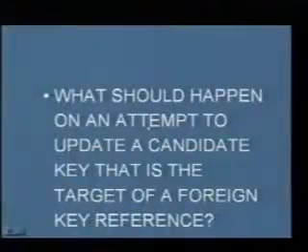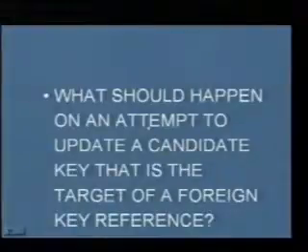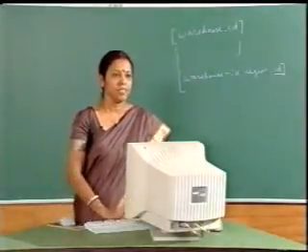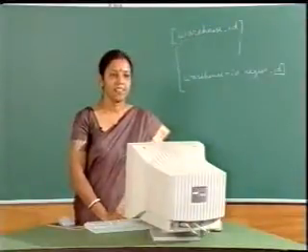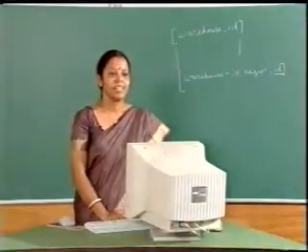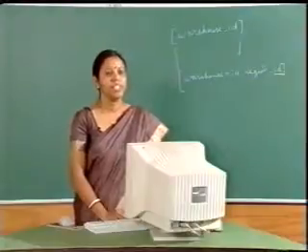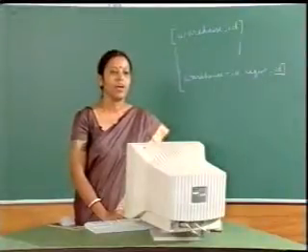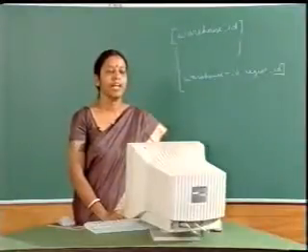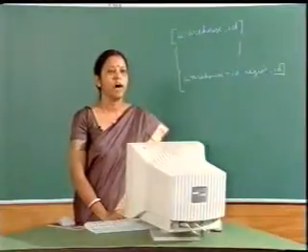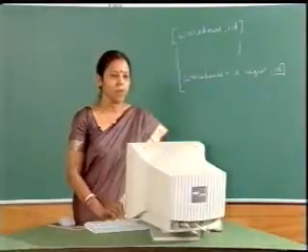Now the next question is, what should happen on an attempt to update a candidate key that is the target of a foreign key reference? The answer is similar. There are two possibilities. One is restricted, another is cascaded. In restricted, the update operation is restricted to the case where there are no such matching values. But in cascaded, the update operation cascades to update all the matching values also.